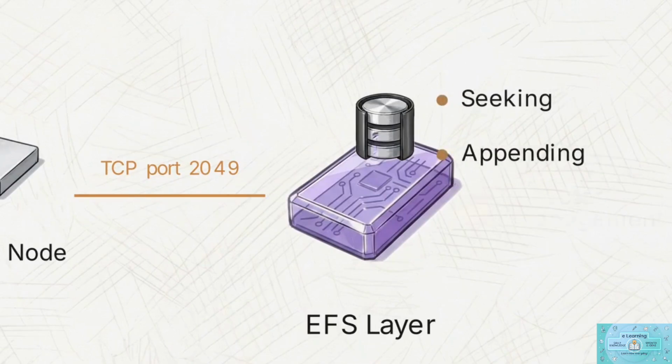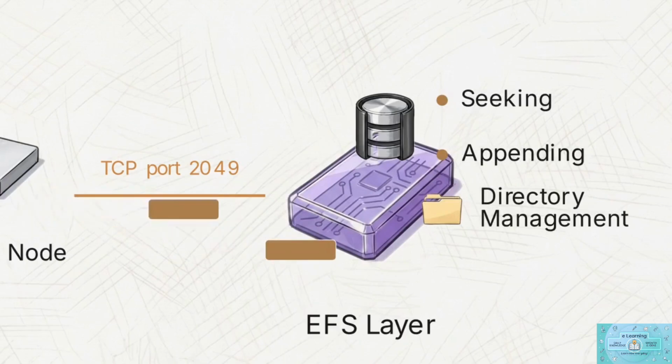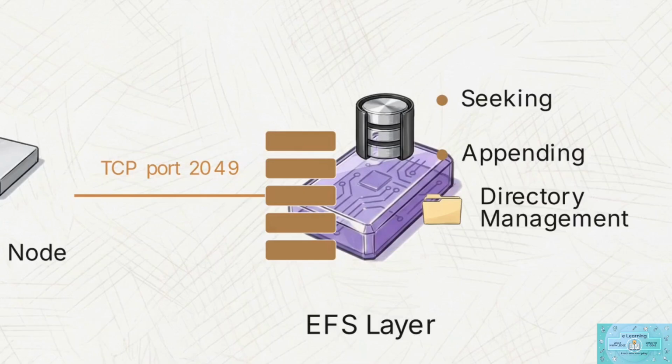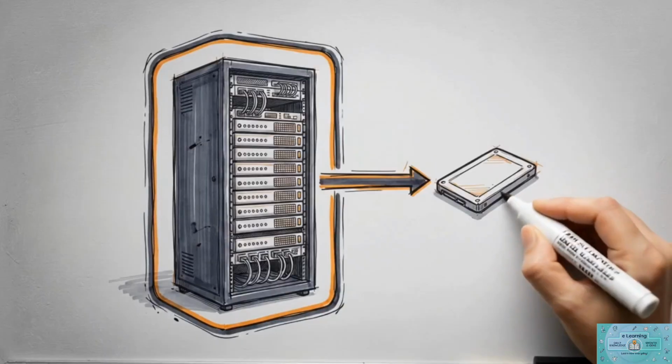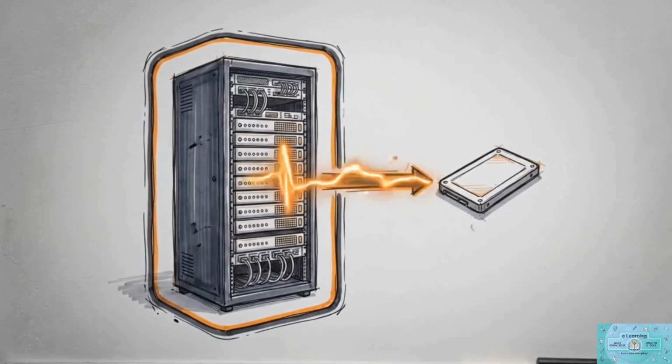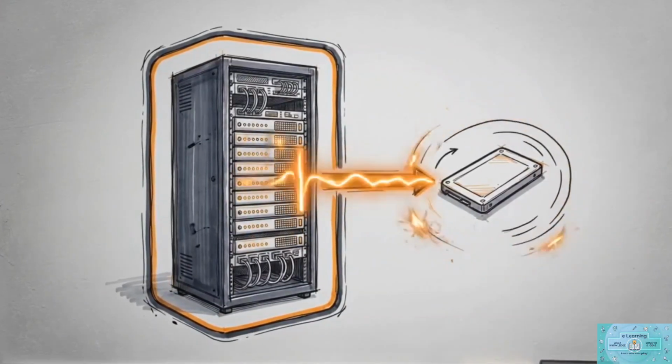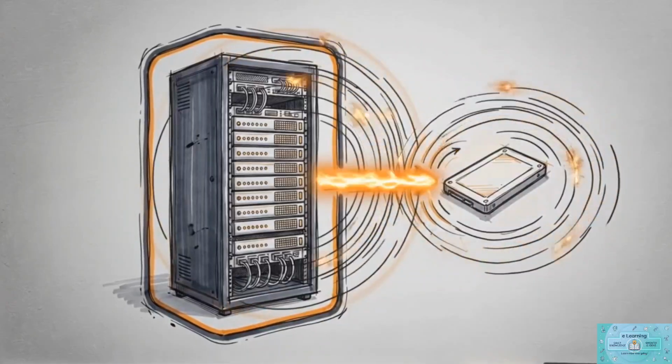EFS provides native, high-performance POSIX compliance. It supports seeking, appending, and directory management. The compute node writes its segmented data blocks directly into the EFS volume, executing the metadata append smoothly. This direct interaction with a POSIX-compliant layer is why the FFmpeg conversion succeeded in our test. The compute resource is isolated from the object store. It interacts exclusively with a high-speed local block cache.